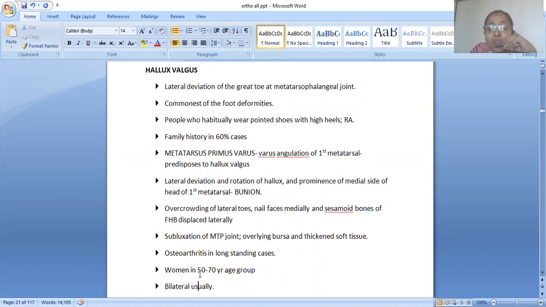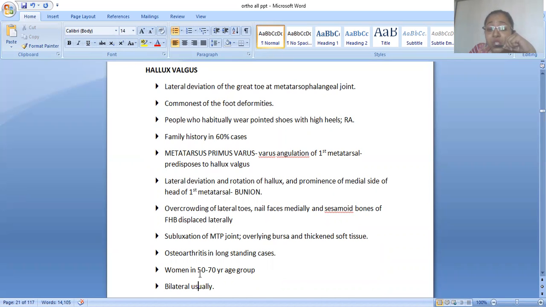Okay, so the lateral deviation and rotation of the hallux, the great toe, and the prominence of the medial side of the head of the metatarsal is then called a bunion. So this is also a deformity when lateral deviation and rotation of the hallux has occurred, and you will see the prominence of the medial side of the head there, then it is called a bunion.